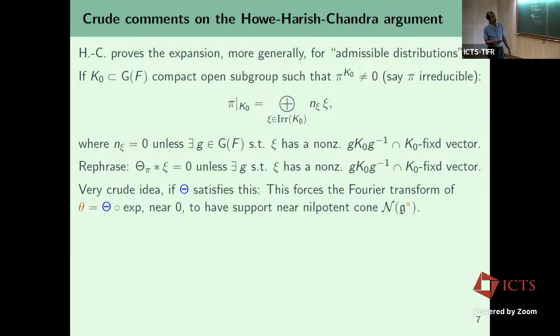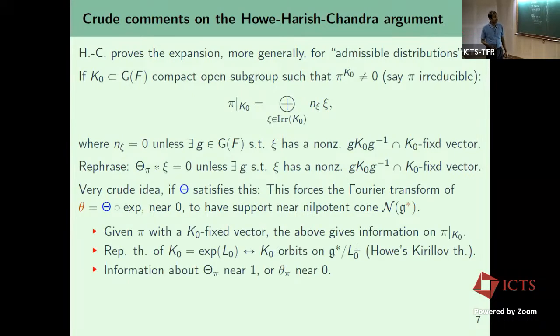So somehow, crudely, the idea is the following. If a distribution theta, say theta pi, satisfies that property, then we need to show that the descended distribution little theta is a linear combination of Fourier transforms of nilpotent orbital integrals, which is the same as saying that the Fourier transform of theta has support near the nilpotent cone. So that is what we need to show. You want to show that it is a Fourier transform of a nilpotent orbital integral; you show that its Fourier transform is supported near the nilpotent cone. So somehow we need to go from here to here. Roughly this is the idea.